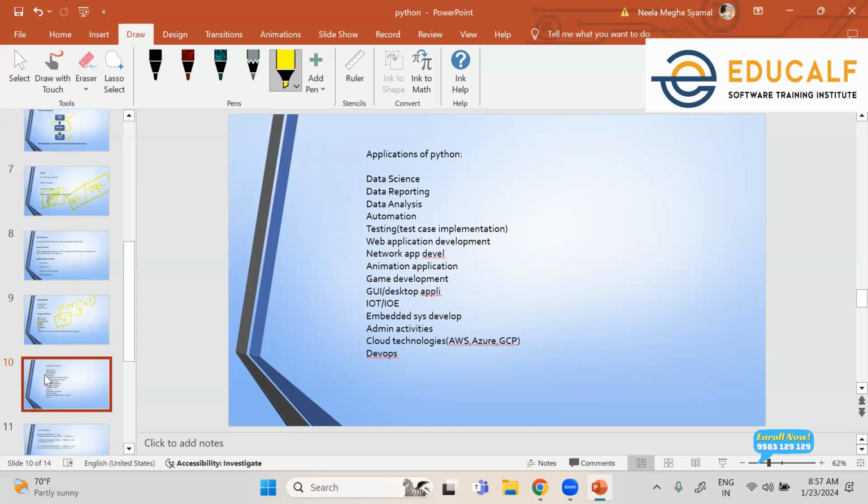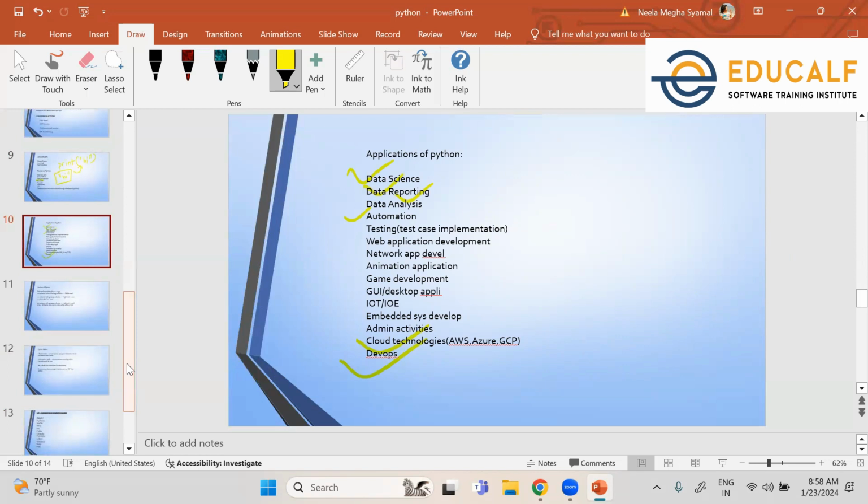And apart from that, when coming to the applications of Python, Python is used everywhere today. People working on DevOps, AWS, Azure, GCP Cloud, all these people today require Python because they have Python at the back end. Apart from that: data science, data reporting, data analysis, automation, testing, web application development, network application development, animations, game development, graphical user interface, IoTs, IOEs, embedded system development, admin activities. Previously, for CRM they used to use SAP, but these days people are using Python to do all those things. Even web application development or Android applications can be done using Python. There is no other technology which beats Python.